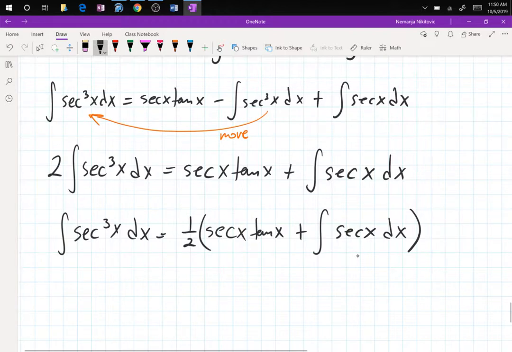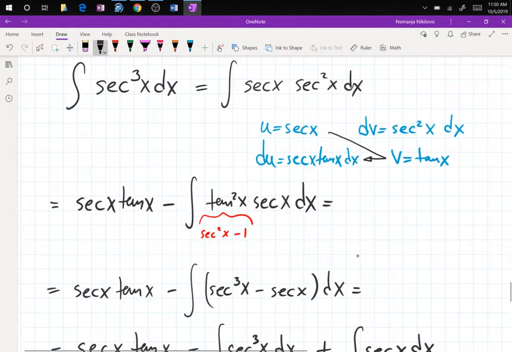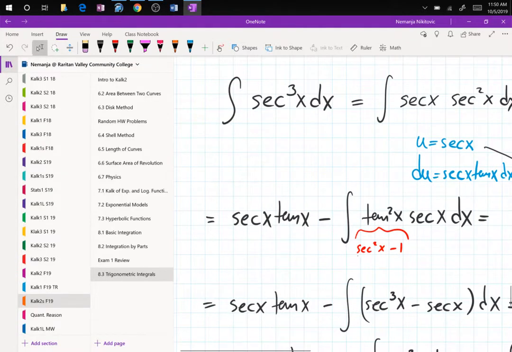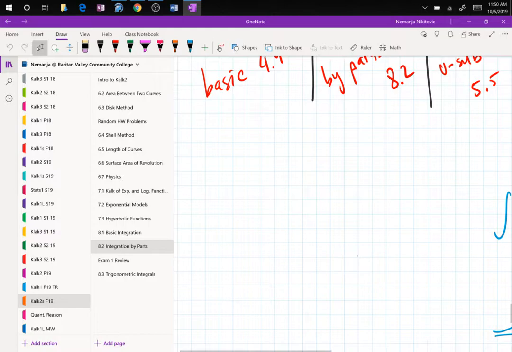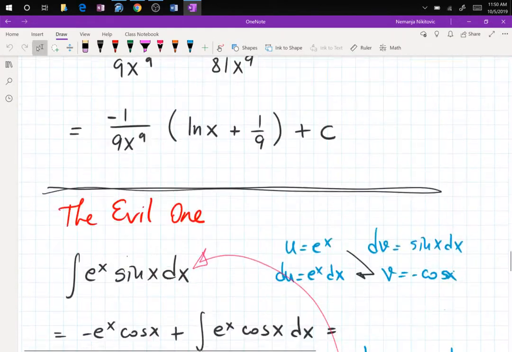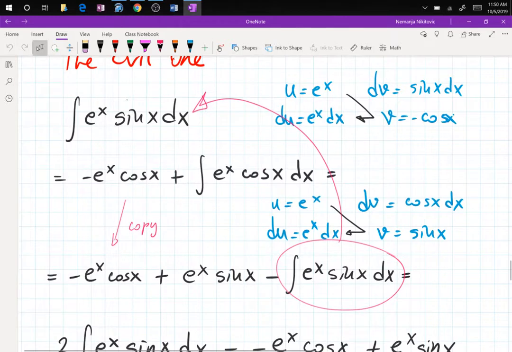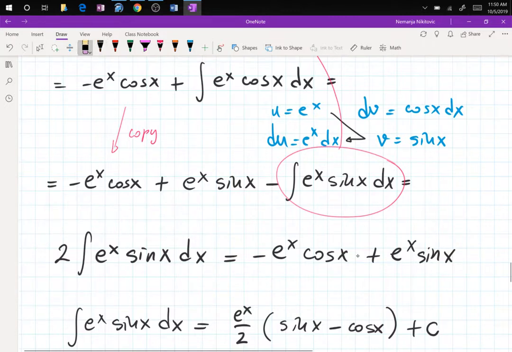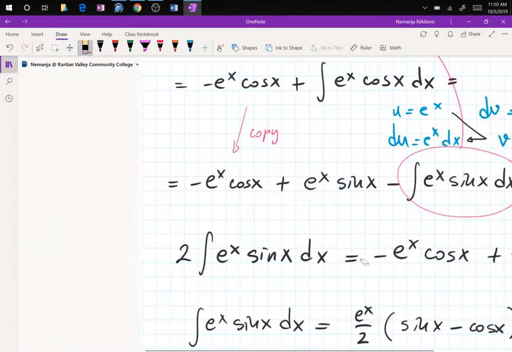This method that we just used for secant cubed, you guys have seen last class when we learned integration by parts. If I go back to your previous lecture, 8.2, we are going to see the trig problem, which I labeled the evil one before, and we have seen that the same trick was used to make 2 of the integrals, but your answer at least did not have integrals on the right-hand side. So the method should not be new, the one that we just covered.